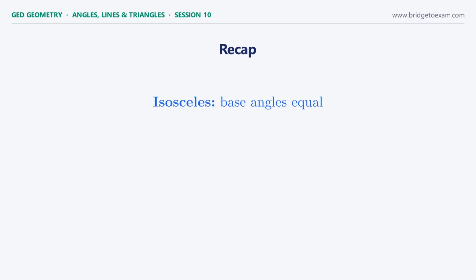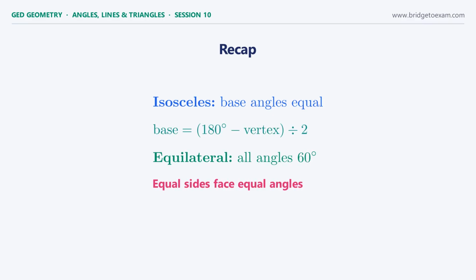Let's recap. In an isosceles triangle, the two base angles, opposite the equal sides, are equal. To find them, subtract the vertex angle from 180 and split the rest in half. In an equilateral triangle, all three angles are 60 degrees, and equal sides and equal angles always face each other, so trace across to match them.